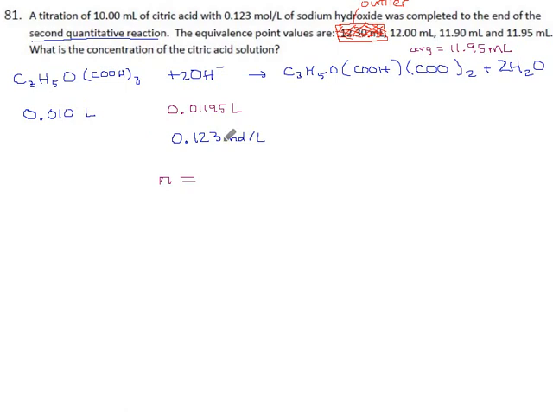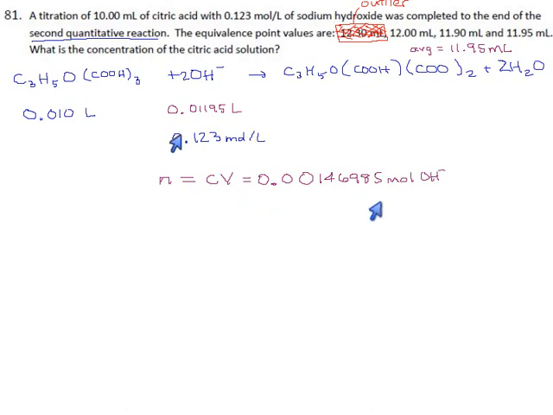We can get a number of moles here because it's n equals CV, which would be this concentration times this volume. Concentration 0.123, volume 0.01195. We get that the number of moles is 0.00146985 moles of OH. That's obviously way, way too many significant digits, but we'll carry them for now.